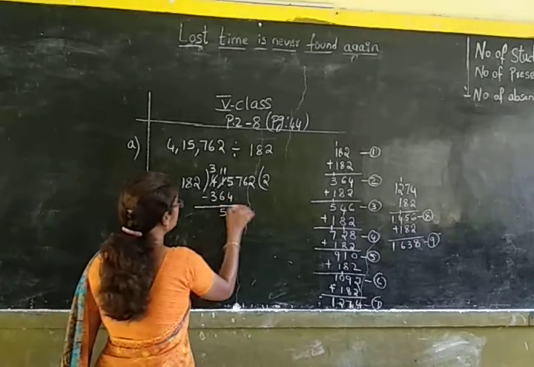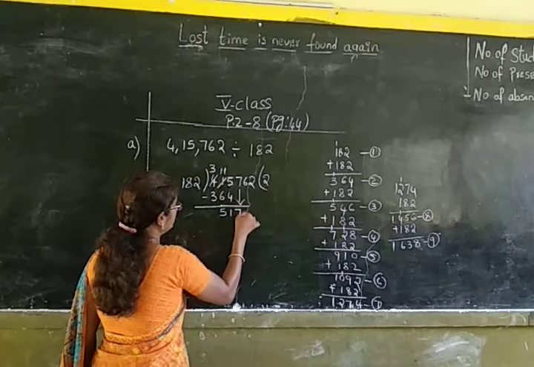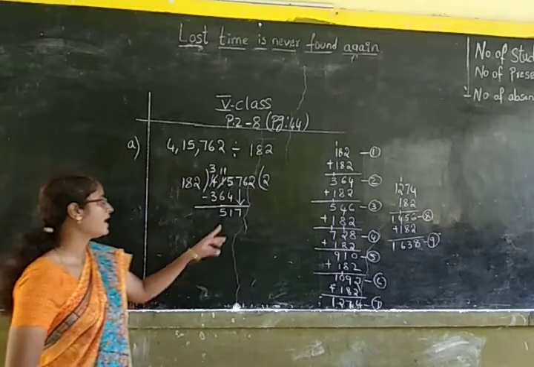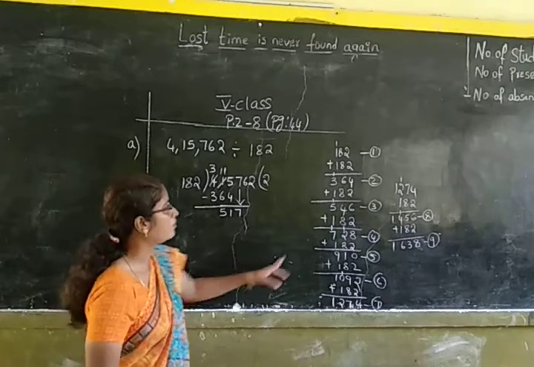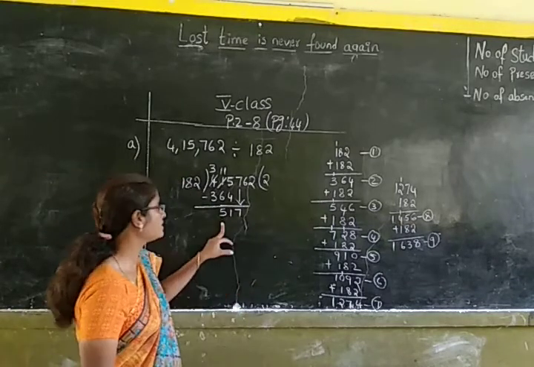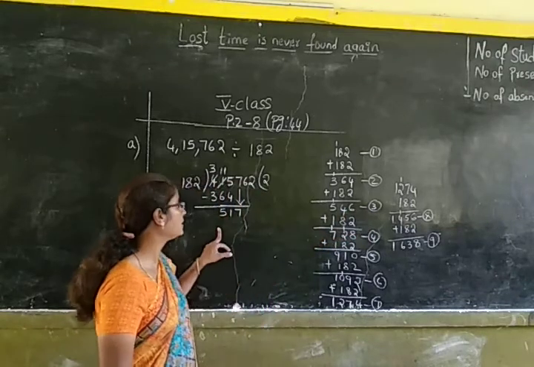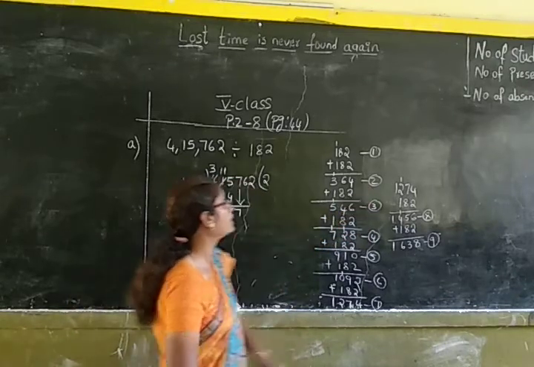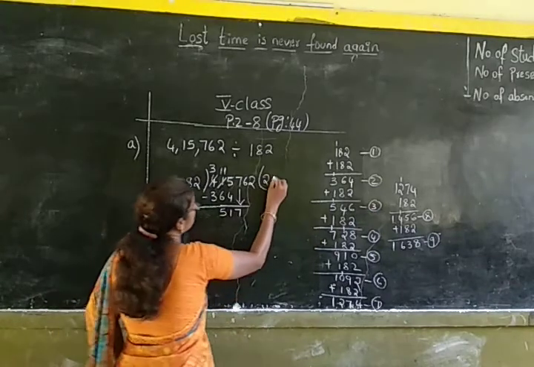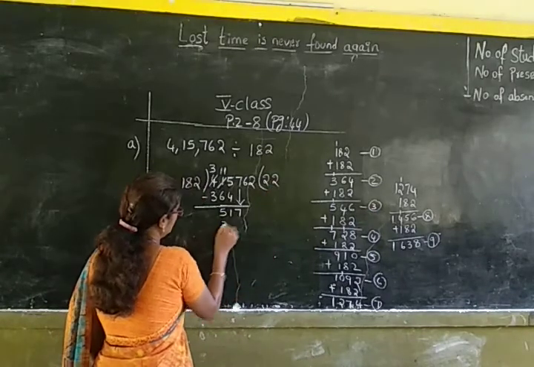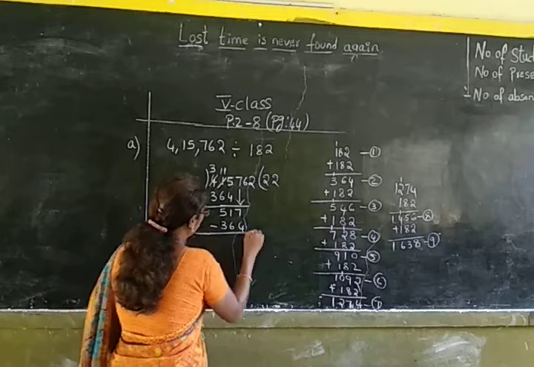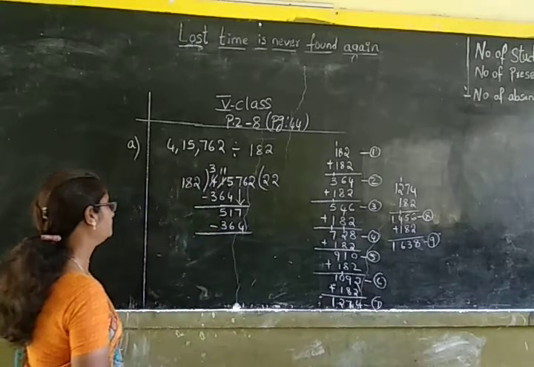Now I am going to bring down 7. It is 517. Again I have to check the number that I can subtract from this number. If I take 546, it will be bigger. So I have to take 364, which is 2 times. Now I am going to do the subtraction.